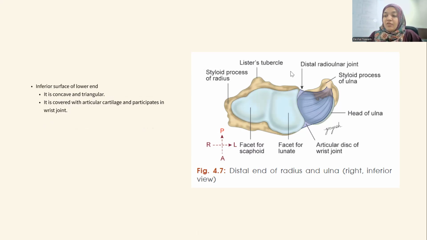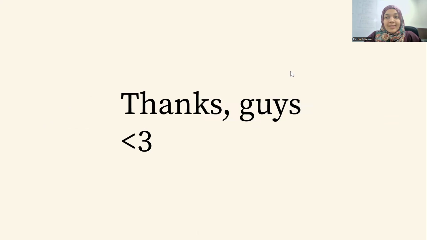There's an inferior surface which I told you is quadrangular, has a triangular part, has a quadrangular part. So this inferior surface of the lower end is concave and triangular. It is covered with articular cartilage and participates in the wrist joint. If you remember, our triangular part was articulating with the scaphoid, and our little quadrangular part was articulating with the lunate.